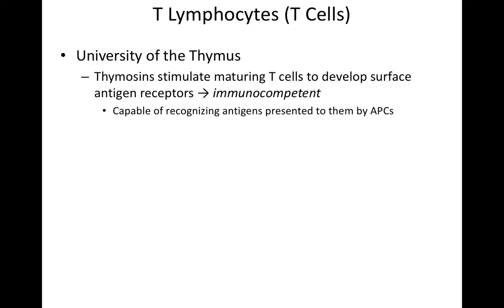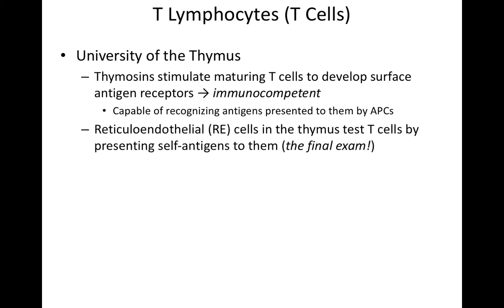Once the T cells have done that, then they are capable of recognizing their antigen if presented to them by an APC. That means they are what are called immunocompetent. Once they get to this point, now it's time to test them. So they're going to be administered a final exam, and the cells that are going to administer the exam are a set of self cells called the reticuloendothelial cells, or RE. Think of them, I guess, as the teacher.